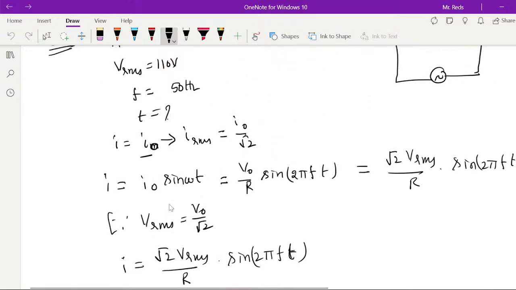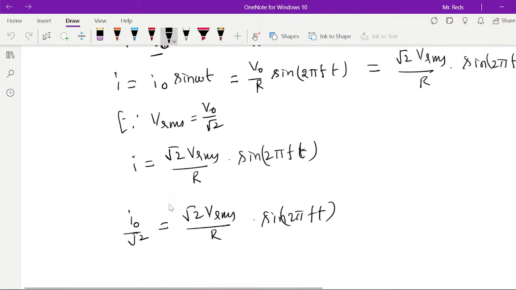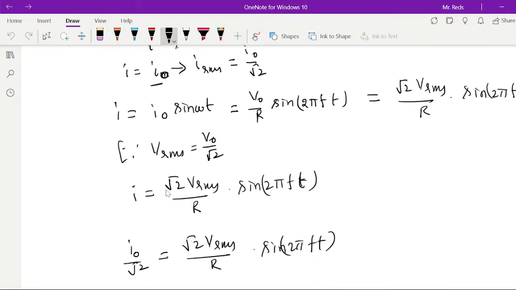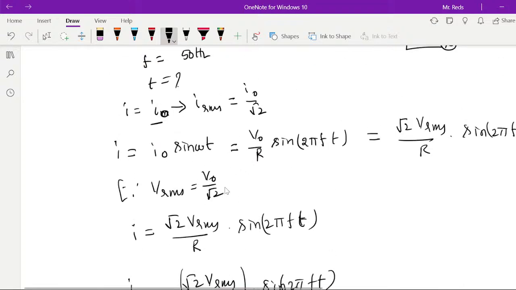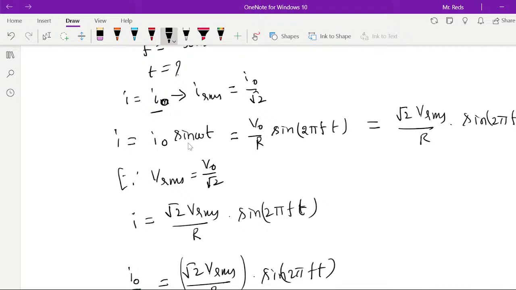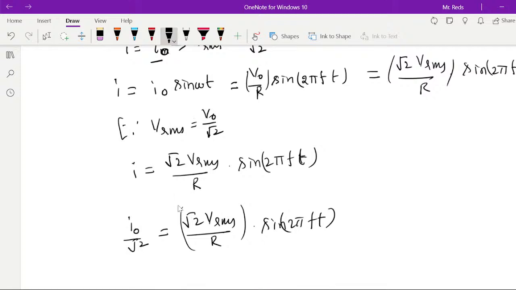What are you given? VRMS, frequency, etc. are given. Here it is simply for working out in terms of VRMS and R. We have replaced all this. So we can simply keep this as I naught only, and here as it is, I naught by root 2. This entire thing you can keep as I naught, right? So this I naught we have written as V naught by R, and this entire thing is I naught only. So let us take this entire thing as I naught.